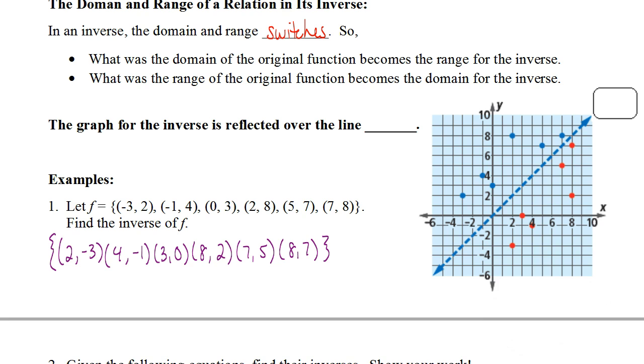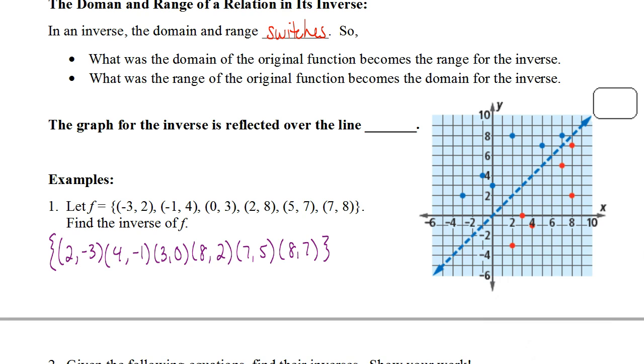So for example, in that first coordinate, the original coordinate was (-3, 2). The inverse is (2, -3). So don't make the mistake of saying it's (-2, 3). The negative stays with the 3. When you switch those, it would be (2, -3) for the inverse, and (4, -1), (3, 0), (8, 2), (7, 5), and (8, 7). That would be the inverse of that original function.